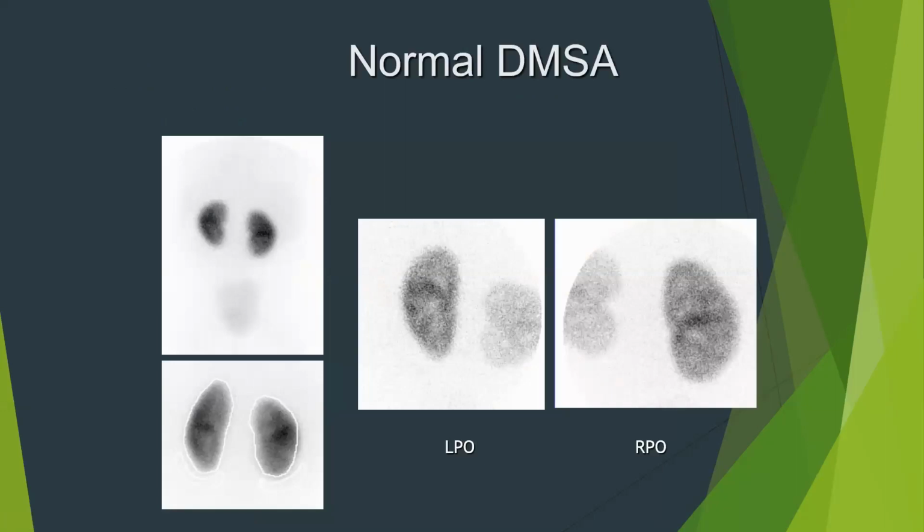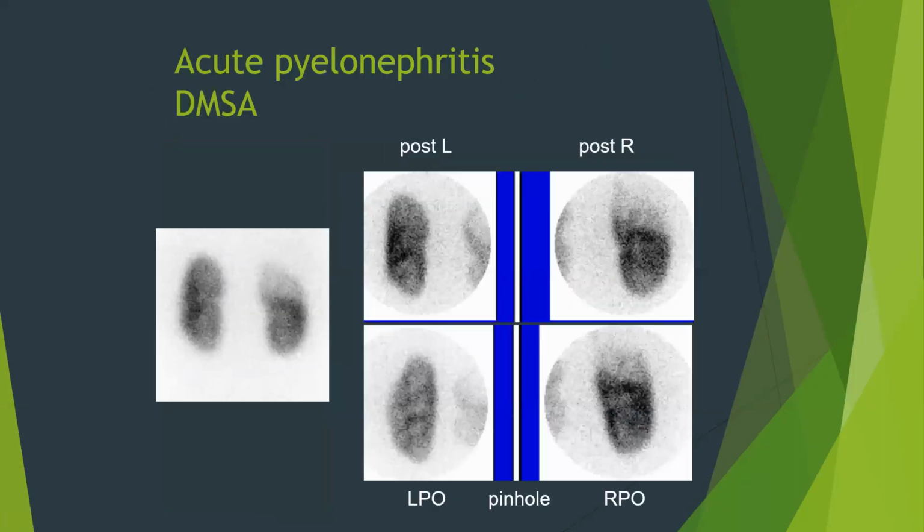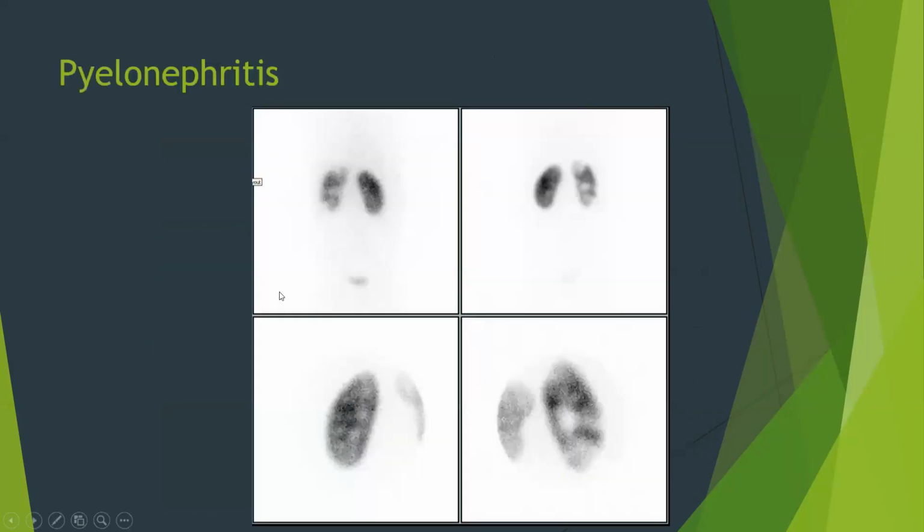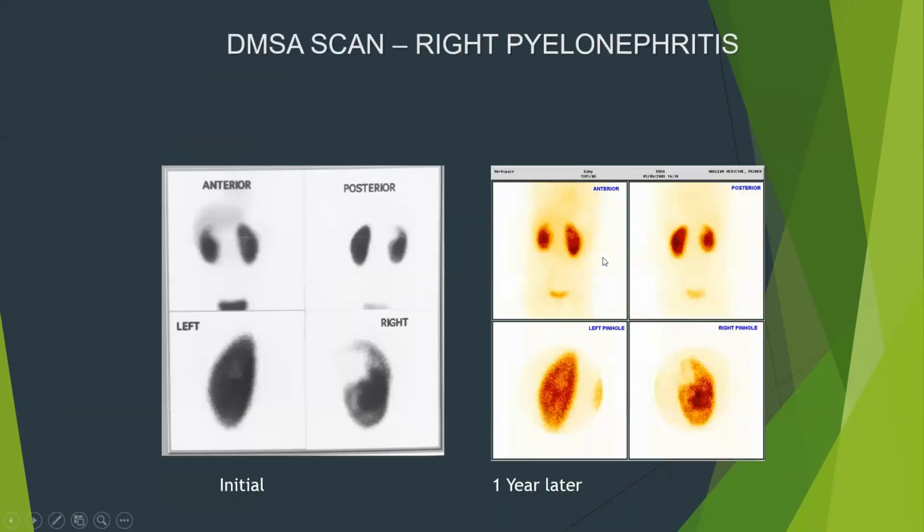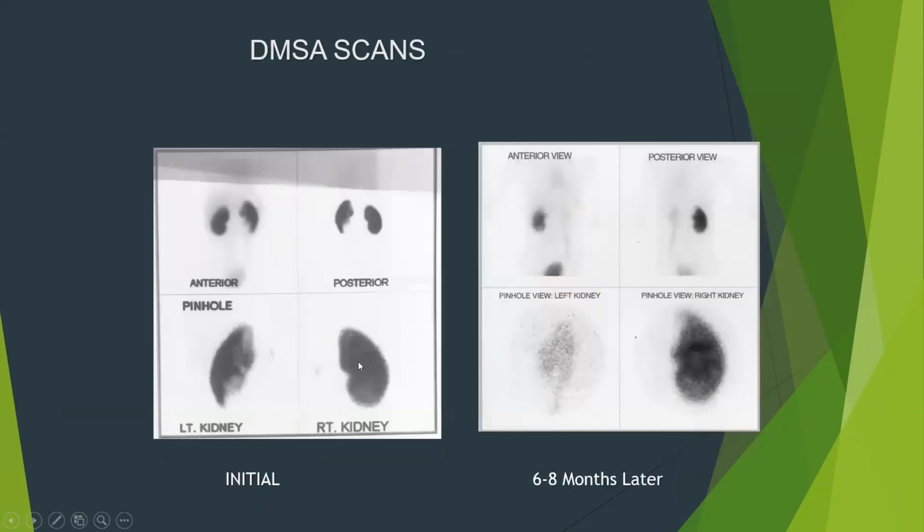The normal DMSA scan. And this is a case of acute pyelonephritis in which we can see the cortical contour is maintained. There is no volume loss, but there is a photon deficient area at the upper pole of the right kidney. Again, a case of pyelonephritis in which we can see multiple photopenic cold defects. Another case of right-sided pyelonephritis, we can see cold defects on the upper pole of the right kidney.